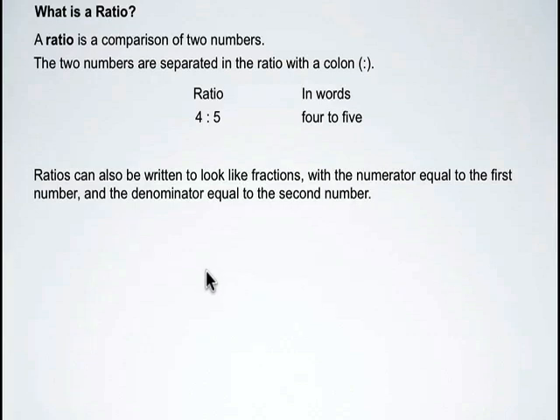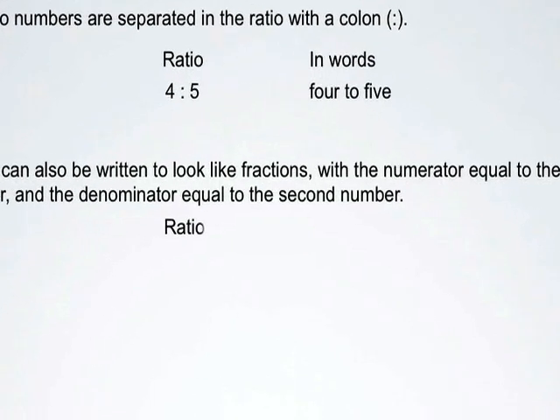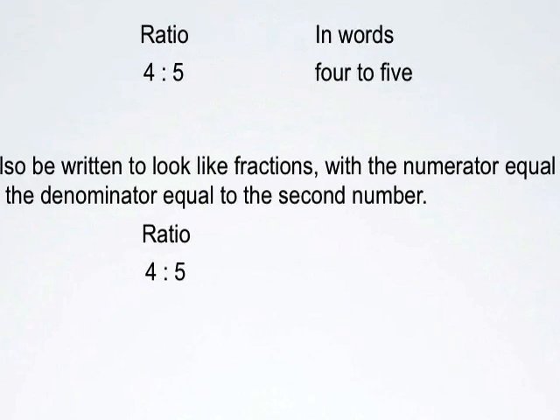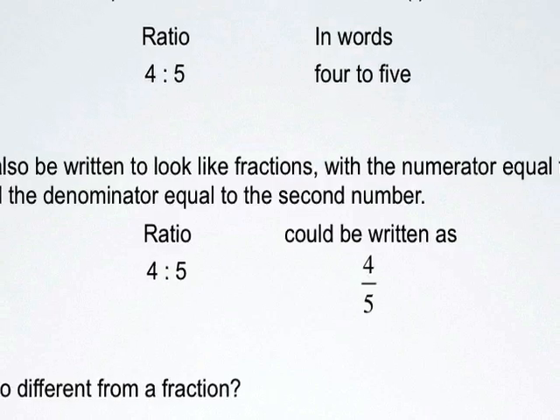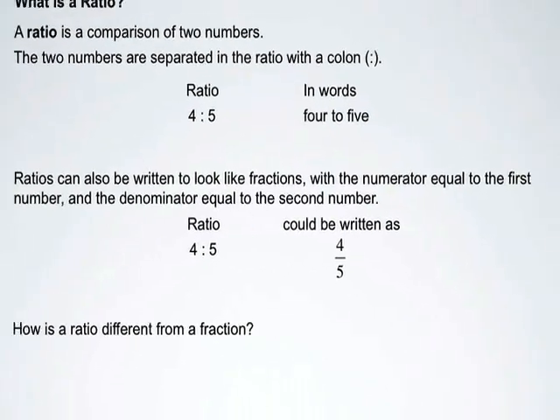Ratios can also be written to look like fractions, with the numerator equal to the first number and the denominator equal to the second number. So this is why fractions are sometimes referred to as rationals, because they are just really another way of writing a ratio. So a ratio would be 4:5 with the colon, and it could also be written as 4/5 as a fraction.